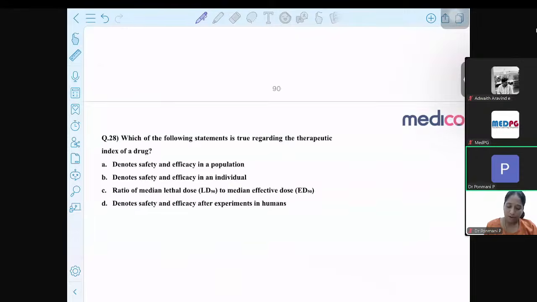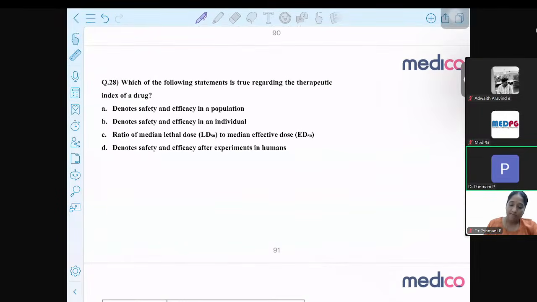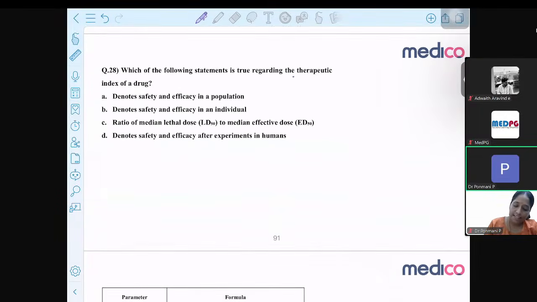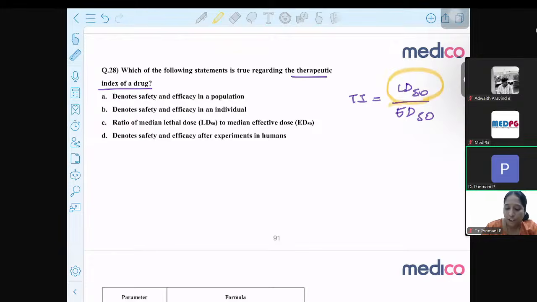Now coming to the next question. Which of the following is true regarding the therapeutic index of a drug? So what is the formula used to calculate therapeutic index? Therapeutic index is LD50 by ED50. What is LD50? The dose at which it produces lethality in 50% of the population, and ED50 is the dose which produces the effective response in 50% of the population. And this therapeutic index is a measure of safety.